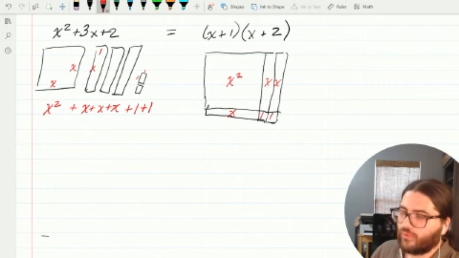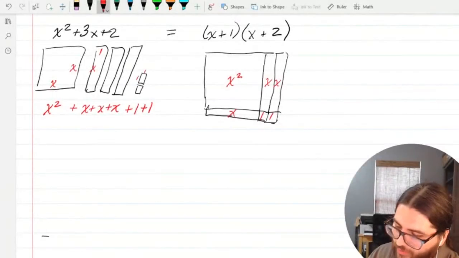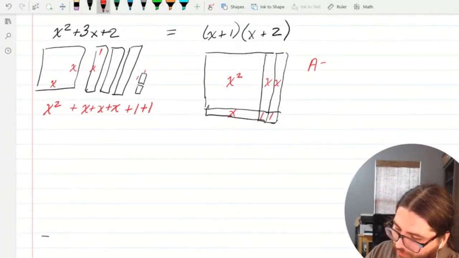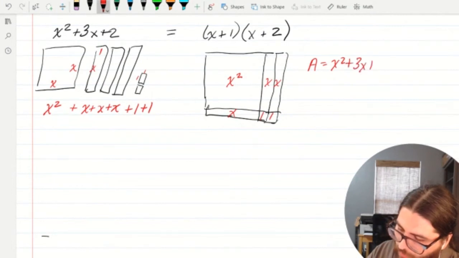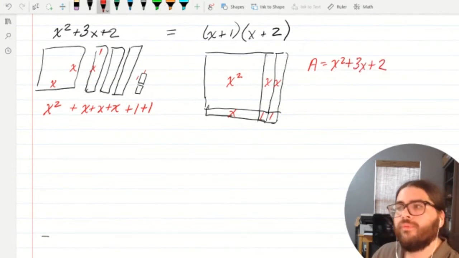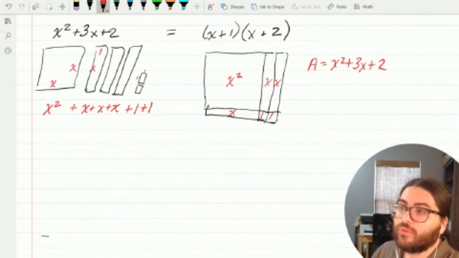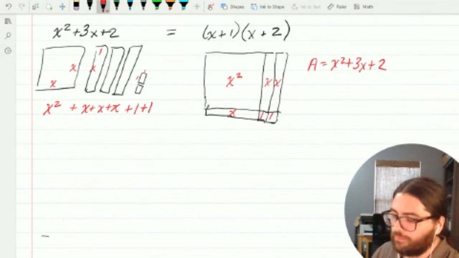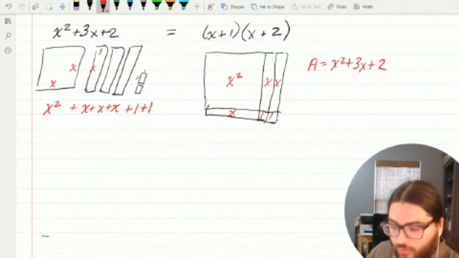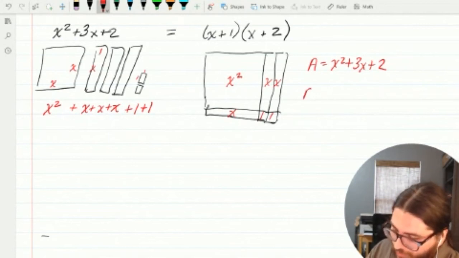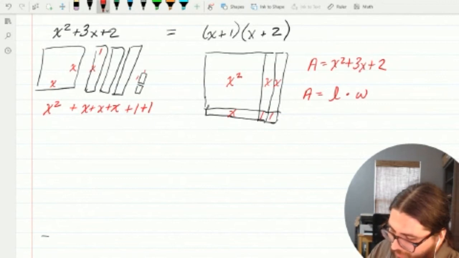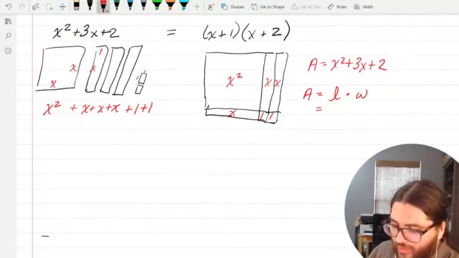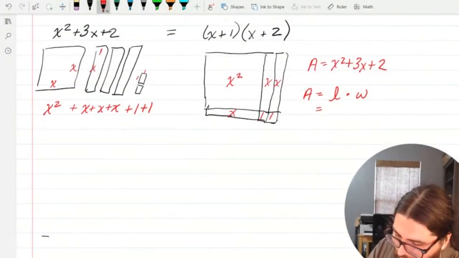Plus 1. The total area of this rectangle is x squared plus 3x plus 2. So all the pieces which came from the left side have been rearranged into a rectangle. But I also know when it comes to a rectangle, the area is the length times the width. What's the length of this rectangle?